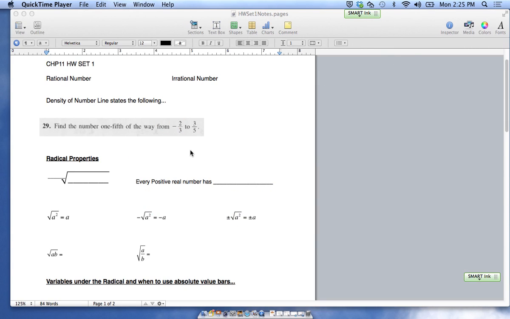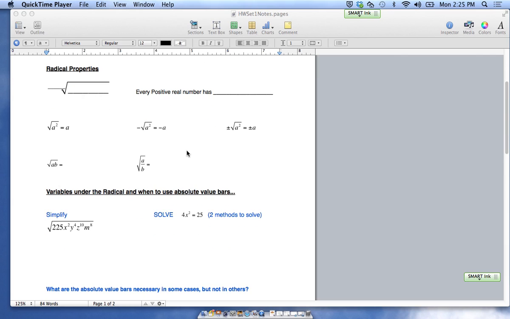And we have talked about this topic already this year, but let's just go back and revisit the basics. So here's my radical, my basic radical. The index indicates the root that I'm finding. The number underneath the sign is called the radicand. Every positive real number has two square roots.